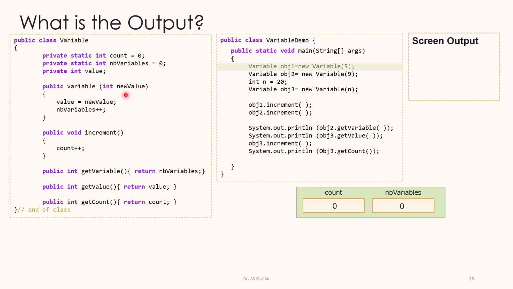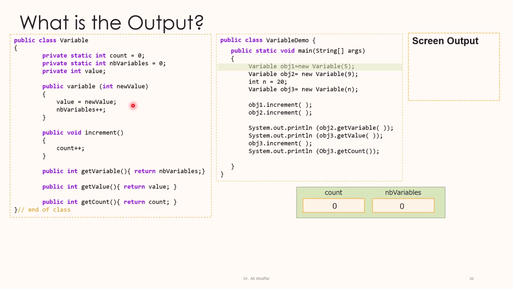It saves this input parameter to the instance variable value. At the same time, it increments the static variable NB variables by 1. Also, the class has a method called increment that increments the static variable count by 1. The last three methods are getting values. The first one is getting the value for NB variables. The second is getting the value for the instance variable value. And the third one is getting the value of the static variable count.